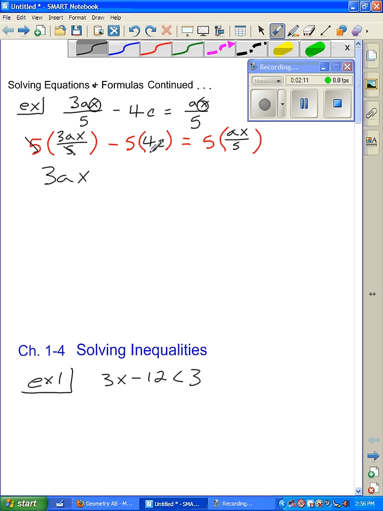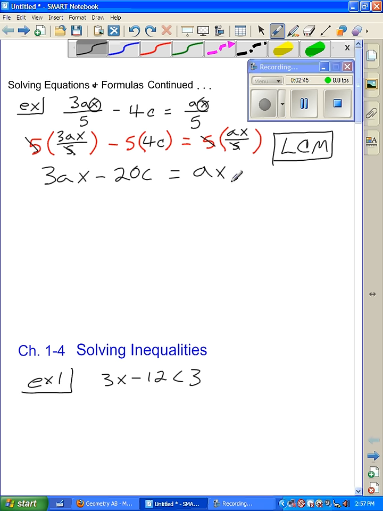This time, nothing cancels. If nothing cancels, you have to actually multiply it out. That's 20c. Once again, this side cancels, leaving me with just ax. A question my kids usually ask: what happens if they don't cancel? What happens if it's not the same number? You have to find an LCM. That's an acronym you learned in Algebra 1, and you can look that up in your book.